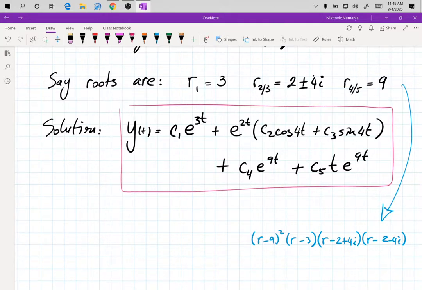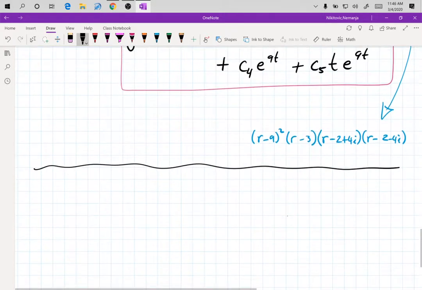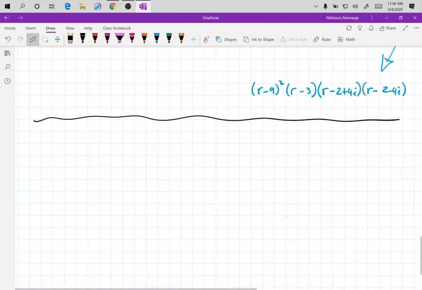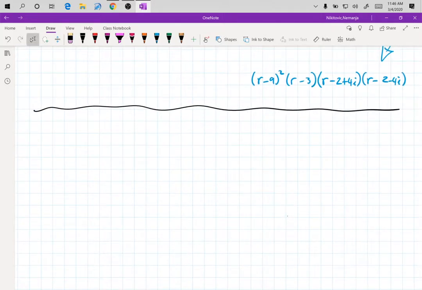There we go. If you are to multiply all of this, you will come up with r to the 5. And then remember, you just replace r with y prime, r squared with a second derivative, r cubed with a third derivative, and you will have the fifth derivative differential equation. You will know, right, that that's the equation. And that's exactly how we create these things for your textbooks, homework, exams. Right? We start with the solution.